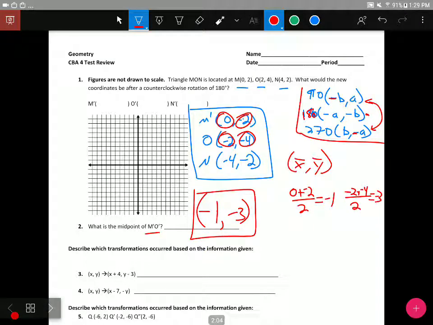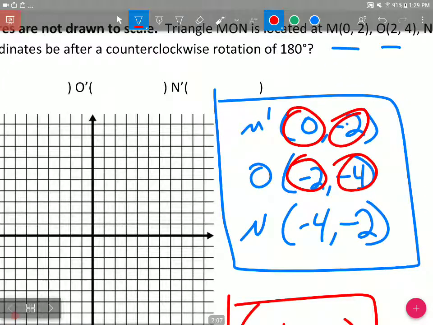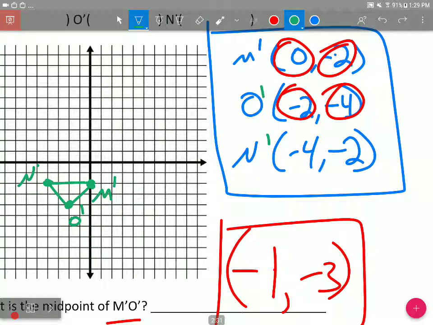All right. And even if you draw them, let's draw it real quick. So 0, -2. That's the M prime. -2, -4. That's the O prime. Oh, I forgot my prime right there. And N prime -4, -2. 1, 2, 3, 4, 1, 2. N prime. So that's your triangle. And your midpoint is at -1, -3, which is right there. Cool. This one actually you could have just picked out, but still showed you how to do it.